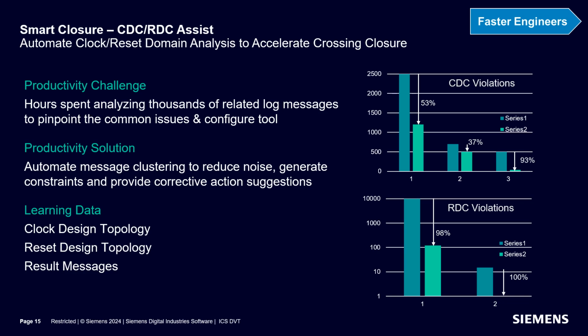So instead of doing that manually, our CDC RDC assist can automate the message clustering to reduce noise, to generate constraints, and to provide you corrective action suggestions. So after CDC RDC assist checking, you can really pinpoint where you might have CDC RDC violations and how to fix them. On the right-hand side, we have some examples to show you how many violations you can reduce with those tools.